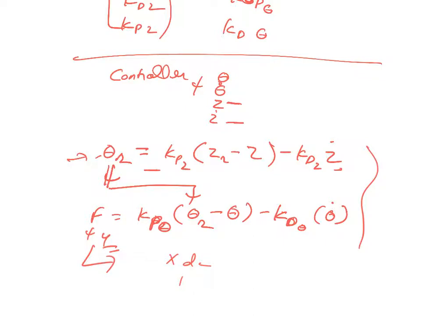So the objective is to make this error go to 0, right? ZR minus Z. So Z goes to Z reference. For that, whatever theta is there, you want that error to go to 0, so you compute an F which will make that error go to 0. So that's how. Input is still one to the system, but we computed that input in two different loops. Any confusion? Any questions?